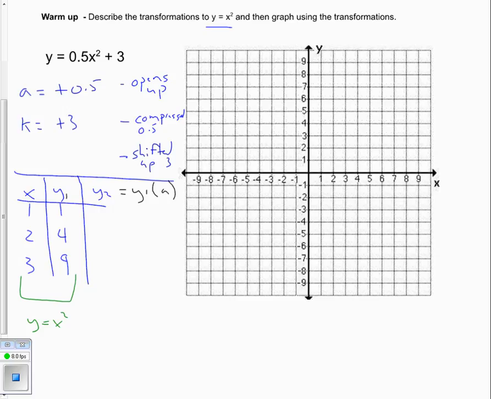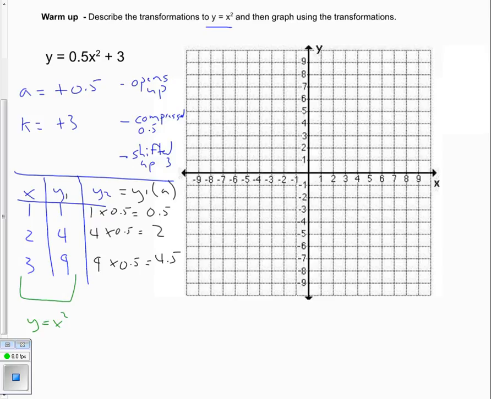We're going to do 1 times 0.5, and that equals 0.5. Then 4 times 0.5 is equal to 2. And 9 times 0.5 is equal to 4.5. So our new step pattern is over 1, up 0.5, then over 2, up 2, over 3, up 4.5. We could continue on and on.